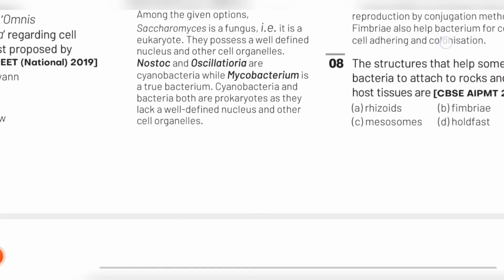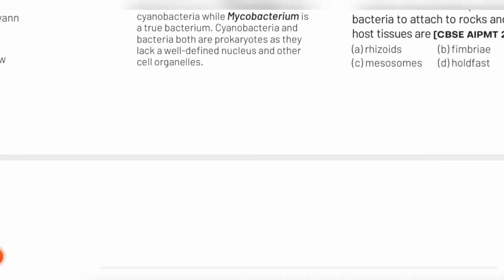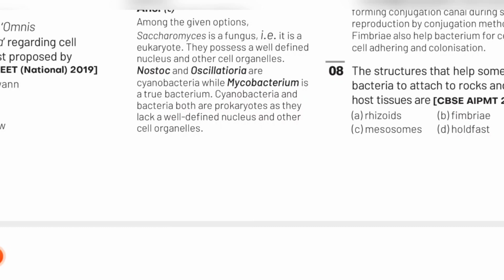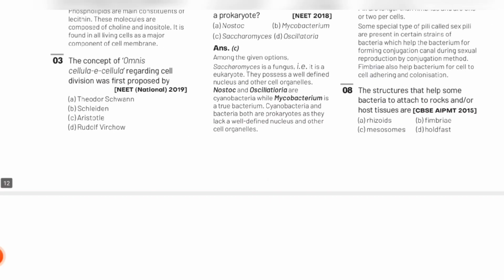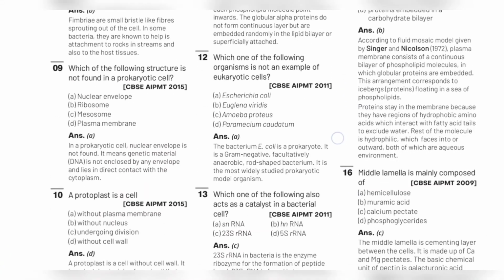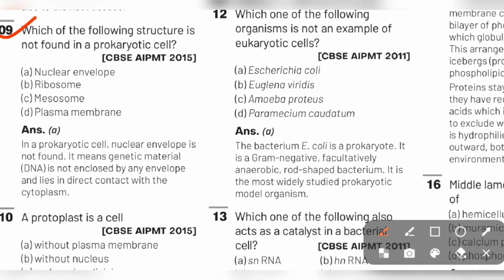Now we have the question number 8. The structure that helps some bacteria to attach to rock or host tissue are. तो अभी हमने पढ़ा, and we have here the correct option, Fimbriae. Now we have question number 9. Which of the following structure is not found in prokaryotic cell? न्यूक्लियर एनवेलप, पहले ही न्यूक्लियस नहीं होता है तो न्यूक्लियर एनवेलप कहाँ से आएगा? So this is our correct option.